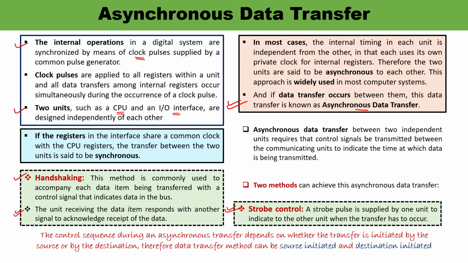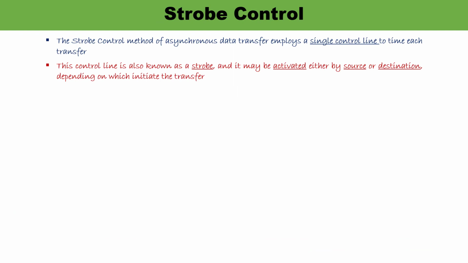If the source has initiated, that is known as source initiated. If the destination has initiated, that is known as destination initiated. In both of these methods, the strobe control and handshaking, we will be talking about these two. First is the strobe control. The strobe control method employs a single control line. You must remember this is the control signal that indicates the time at which the transfer starts, and this control line is known as a strobe.